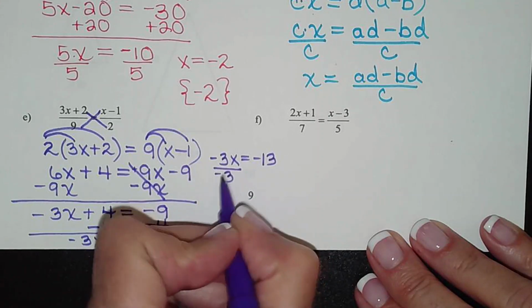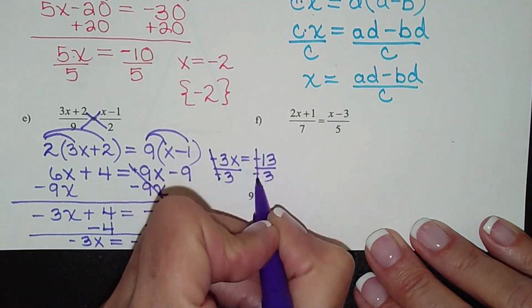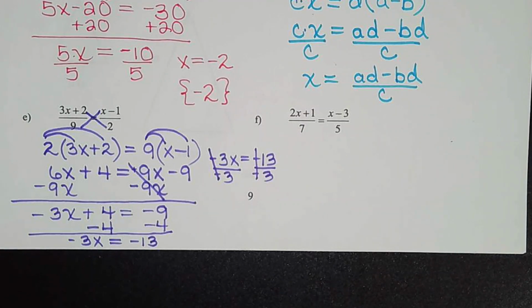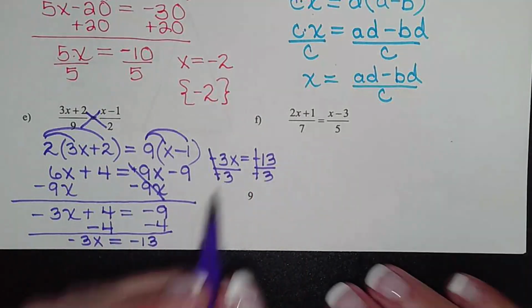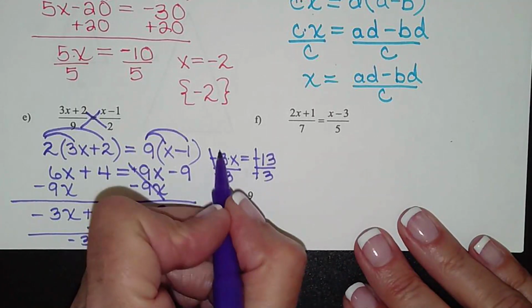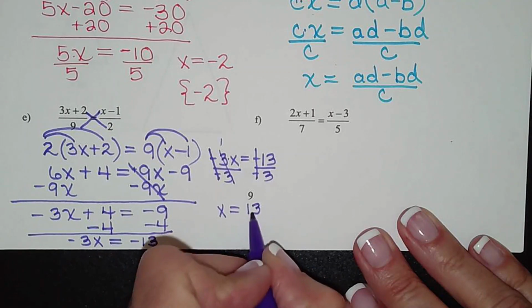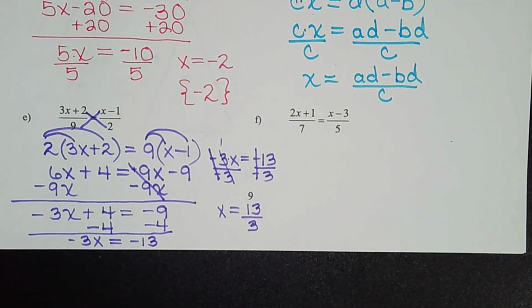Divide by negative 3, divide by negative 3. Do it right away, then you'll never miss it. So 2 negatives equal a positive on both sides. And the opposite of times -3 is divide by -3. So that leaves me with 1x, which is x, and it's simply going to be positive 13/3. No need to change it to a mixed number, just leave it.